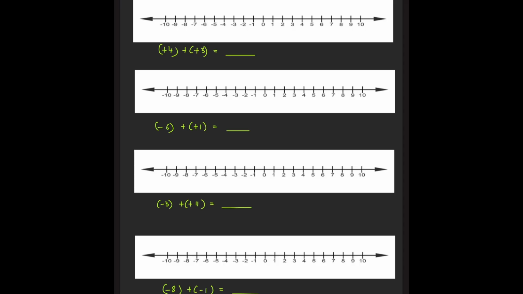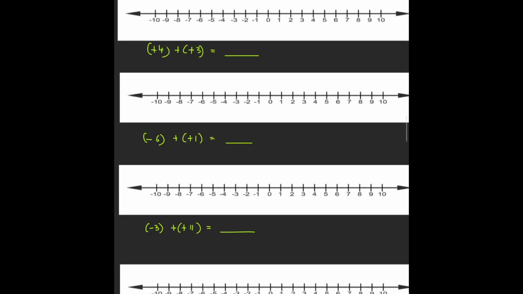Okay, let me do this for you now. Positive 4, positive 3. 1, 2, 3, 7. I will just write the answers. I'm not marking on the number line. Whatever. The next one is negative 6 and plus 1. So from here I'm going to come to negative 6, plus 1, right side, minus 5 is the answer, negative 5.